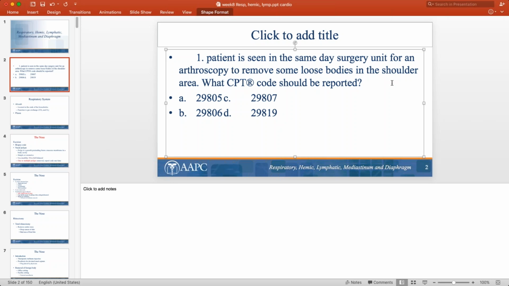Patient is seen in the same-day surgery unit for an arthroscopy to remove some loose bodies in the shoulder area. What CPT code should this be? So remember, loose bodies, is that going to be considered foreign bodies? All right, type your answer in the chat box for number 1.